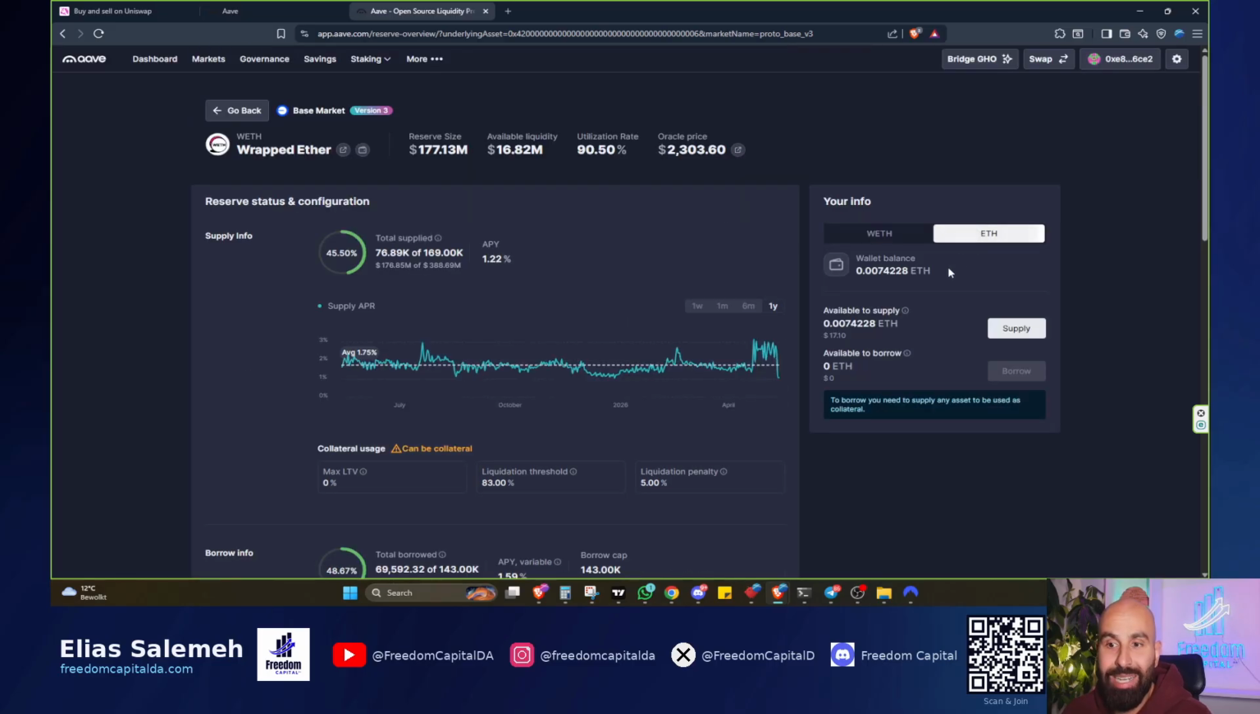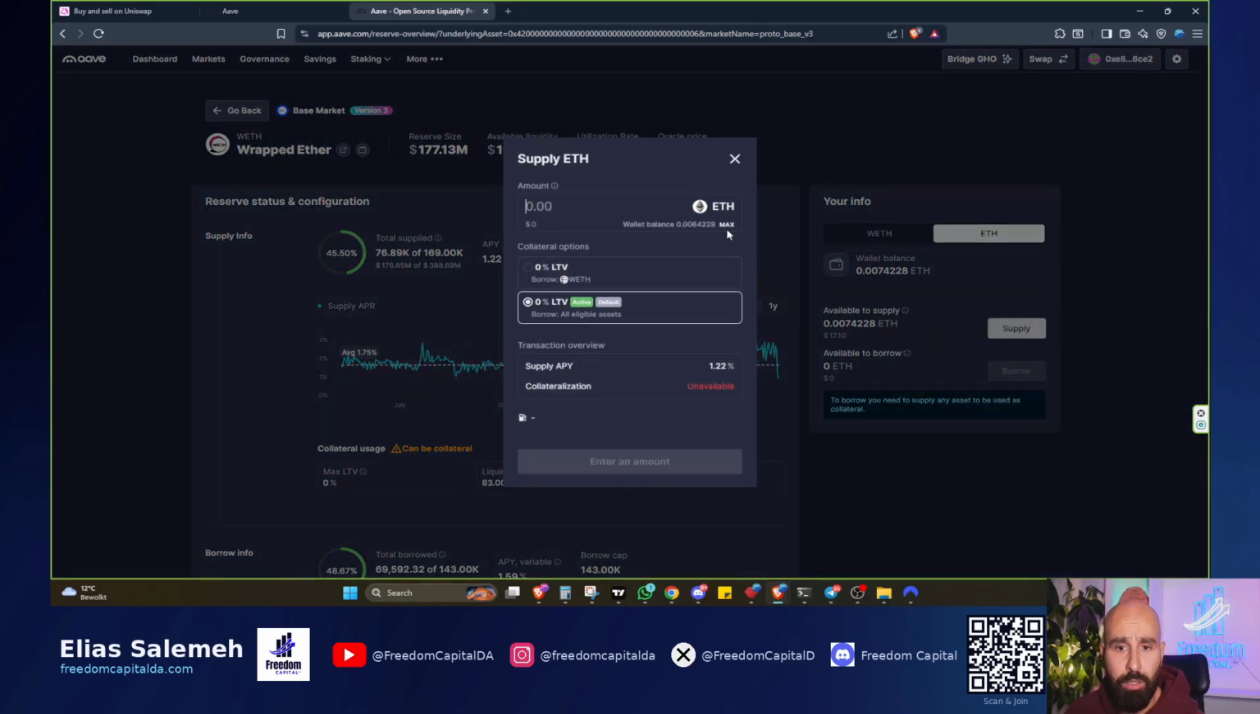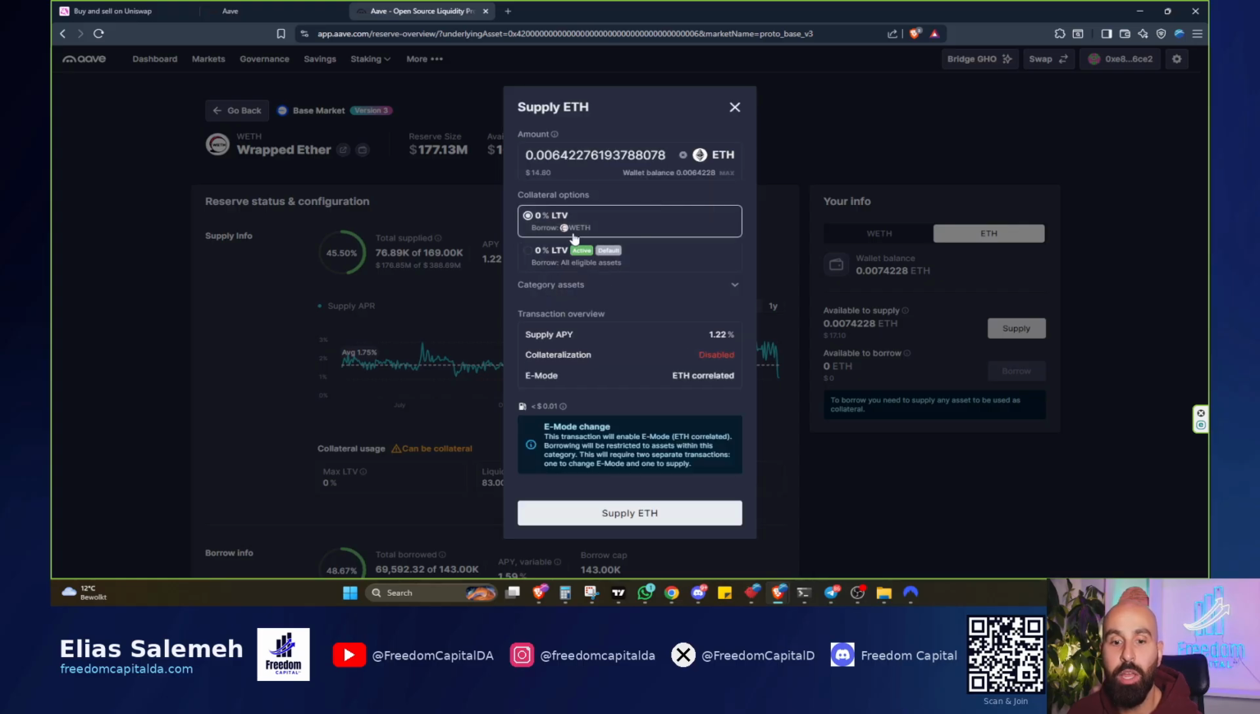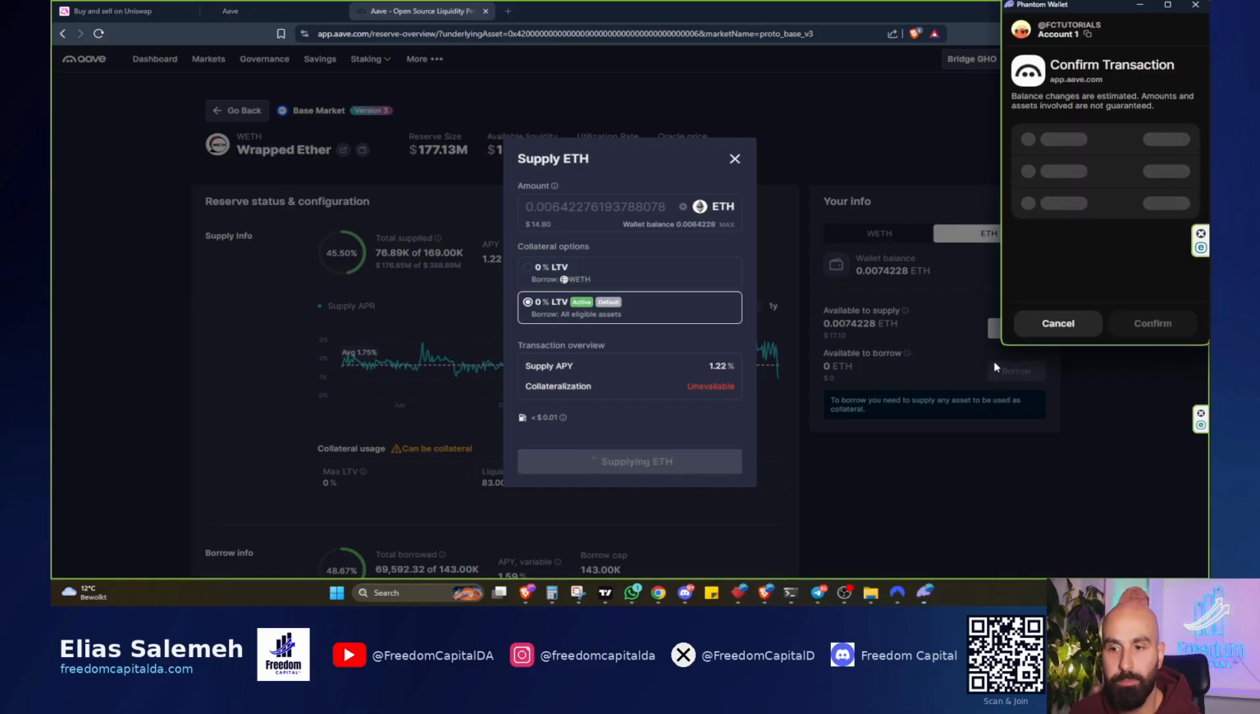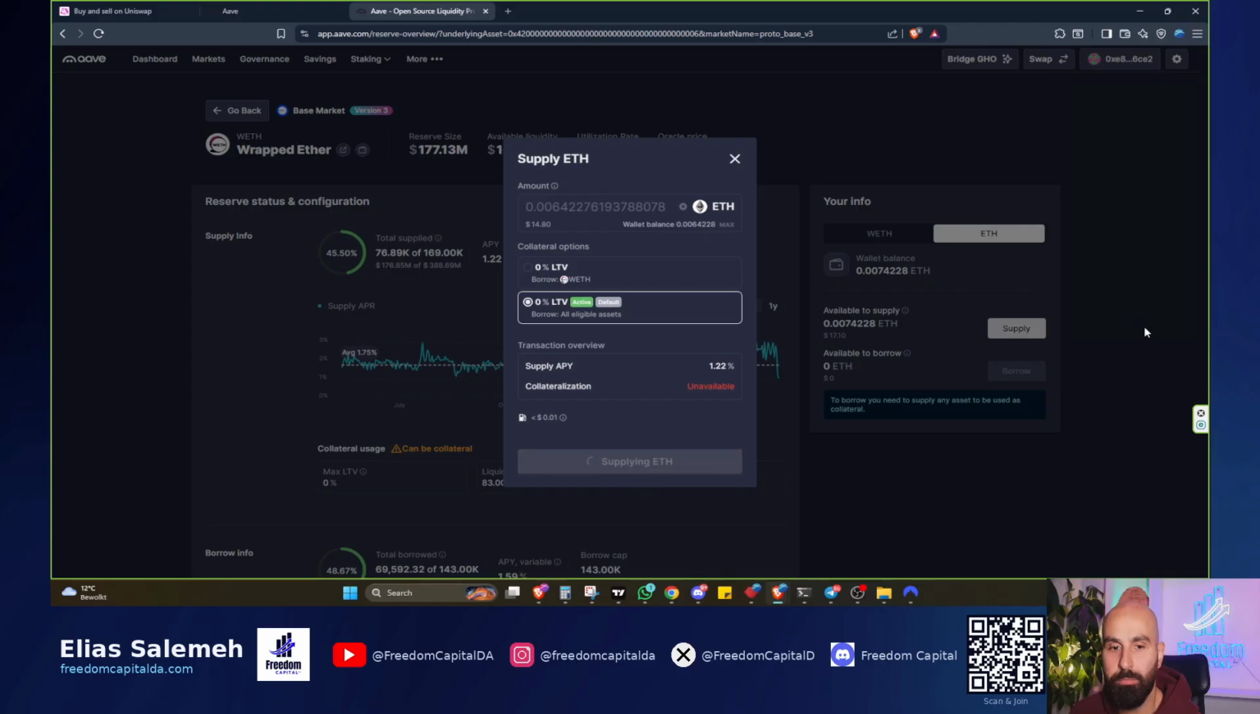Now we come to how you deploy and supply your assets. So simply here, I navigate to Ethereum rather than wrapped ETH because this is what I have at the moment in my wallet. I click on supply. So I choose the total amount, collateral options. The difference between the two here is that if I choose this one, I can only borrow wrapped ETH, while this one I can borrow any or all eligible assets. Obviously, I'm going to be choosing this one. Supply APY is 1.22, and I supply the Ethereum, confirm.